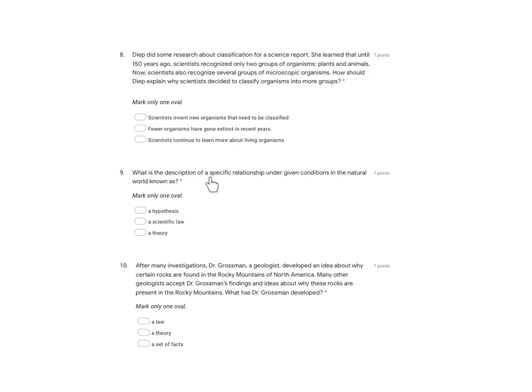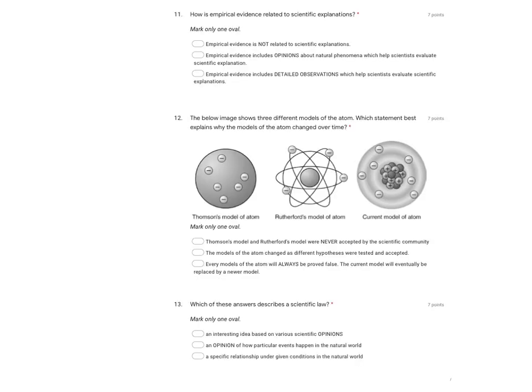Number 9. What is the description of a scientific relationship under given conditions in the natural world known as? A hypothesis, scientific law, a theory. Number 10. After many investigations, Dr. Grossman, a geologist, developed an idea about why certain rocks are found in the Rocky Mountains of North America. Many other geologists accept Dr. Grossman's findings and ideas about why these rocks are present in the Rocky Mountains. What has Dr. Grossman developed? A law, a theory, a set of facts.